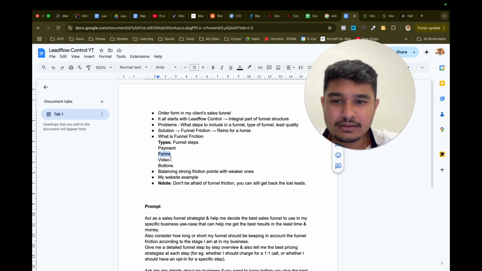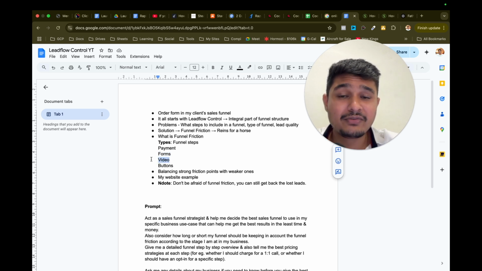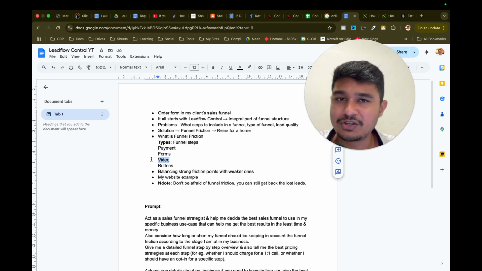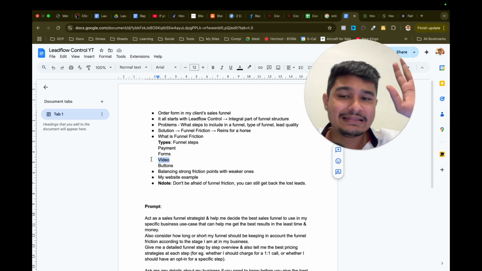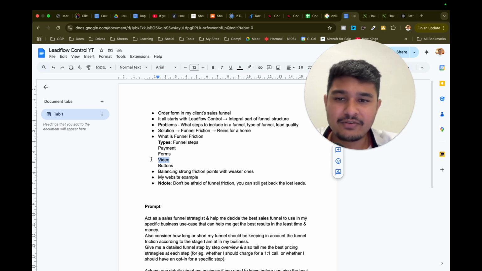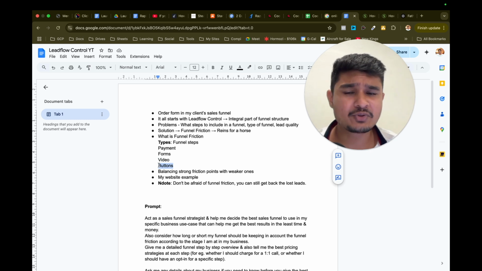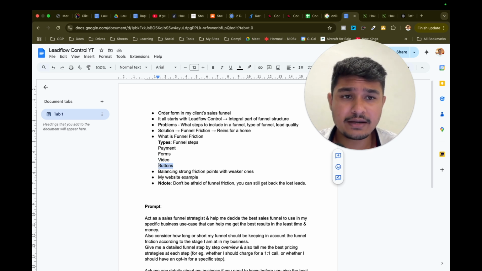Simple. The fourth form of funnel friction is videos. If you have made it mandatory for people to watch your videos on your landing page before they can move forward to the next step, then video is also a form of funnel friction. Then all the buttons that you have on your landing page. So these are basic types of funnel friction that matter when you build your sales process, right?